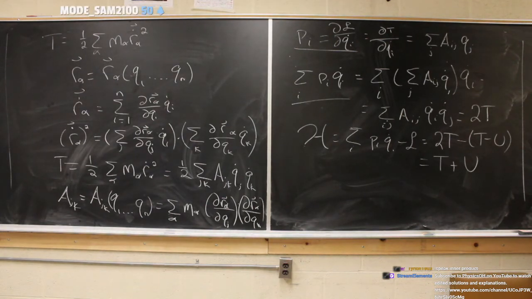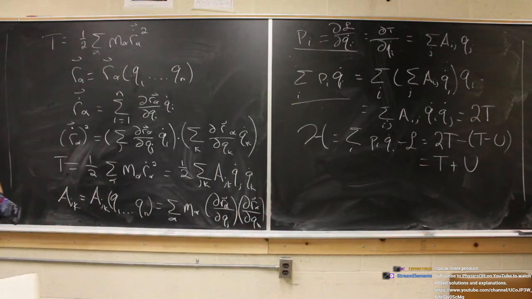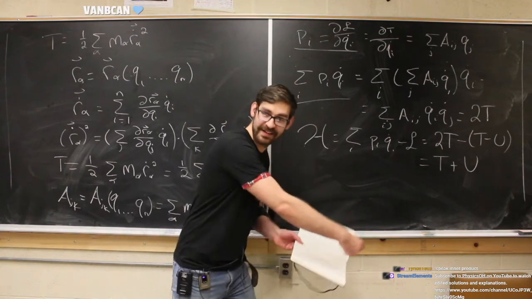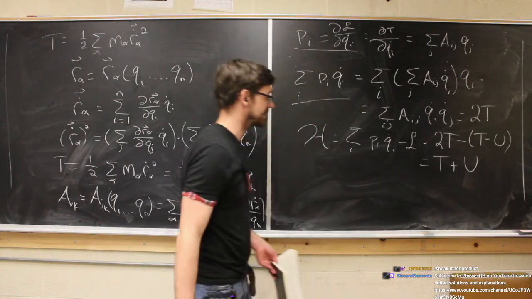So we're like Scooby-Doo. And we're like, all right, gang, let's figure out who's underneath this mask. And we pull off Hamiltonian's mask. And what is it? It's total energy.